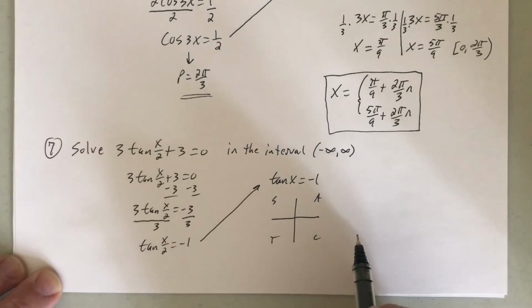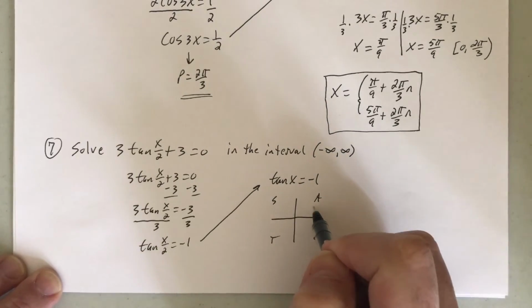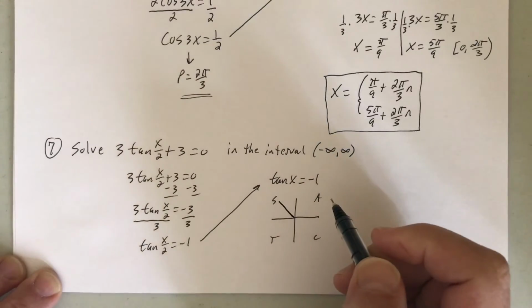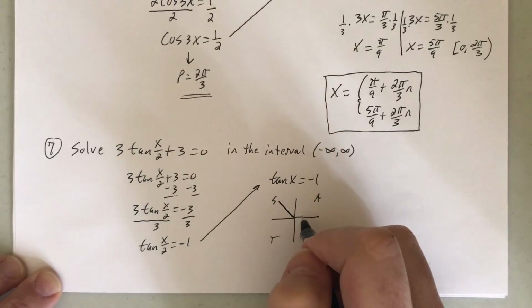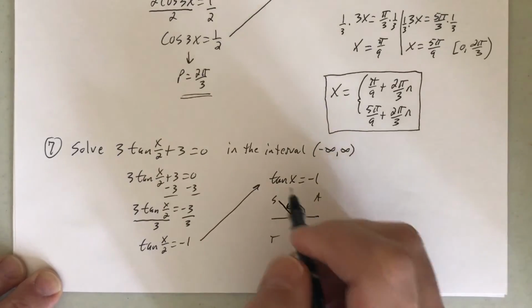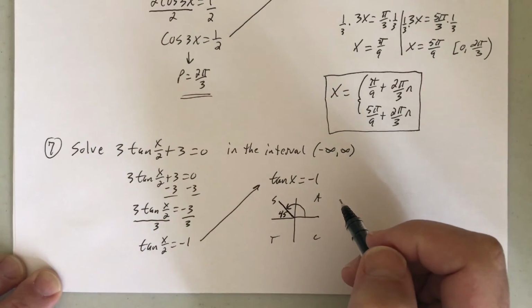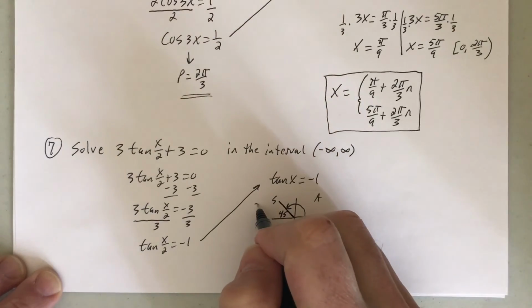Well, what's the period for tangent? The period for tangent is pi. So I only need to go from here to here. Well, that means my answer is going to be in quadrant 2, which goes from here to here. And on the 45s, that means that this reference angle is 45 degrees. And then that would put me at 3 pi over 4.